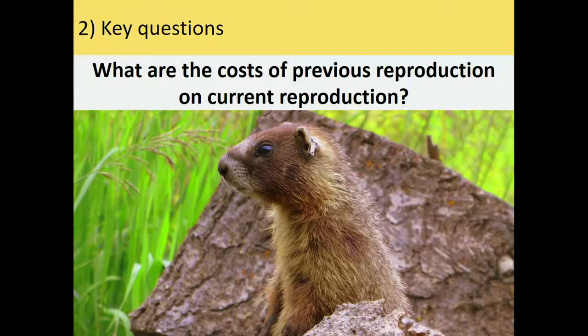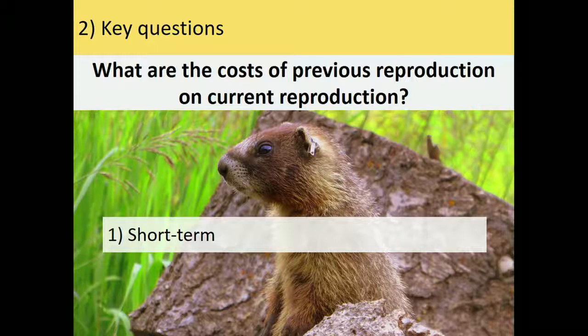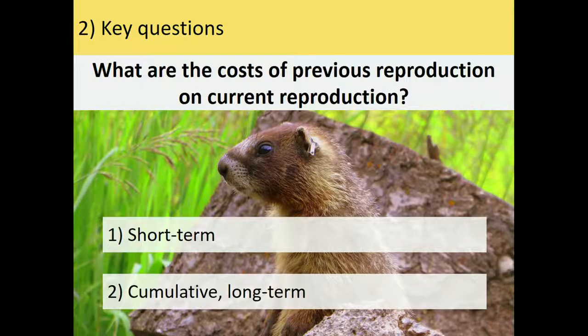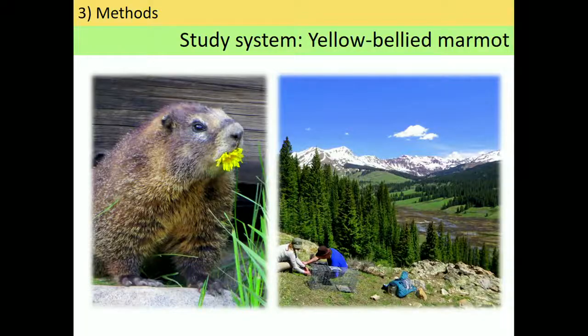Now this leads on to my questions, which are, what are the costs of previous reproduction on current reproduction? And I'm not only going to look at short-term, but also cumulative long-term effects. I do this in the yellow-bellied marmot, very beautiful creatures. They're long-lived, up to 14 years in females, hibernating mammals, rodents, that live in the Rocky Mountains in Colorado at about 3,000 meters altitude. And this is a long-term study that's been going on since 1962, so we know a lot about these guys.